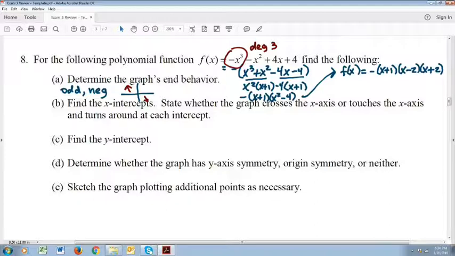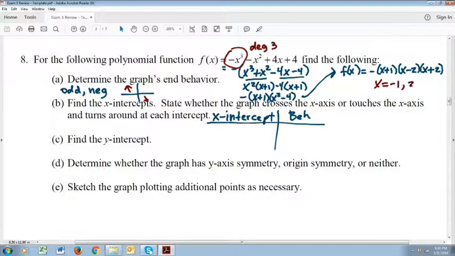And now we can talk about the intercepts and the behavior at each intercept. Our zeros are negative 1, 0, 2, and negative 2. So the corresponding x-factors are each to the first power, and so we're going to cross at each of these because they're odd. So our intercepts are negative 1, 0, 2, 0, and negative 2, 0. And we're going to cross at each of those.